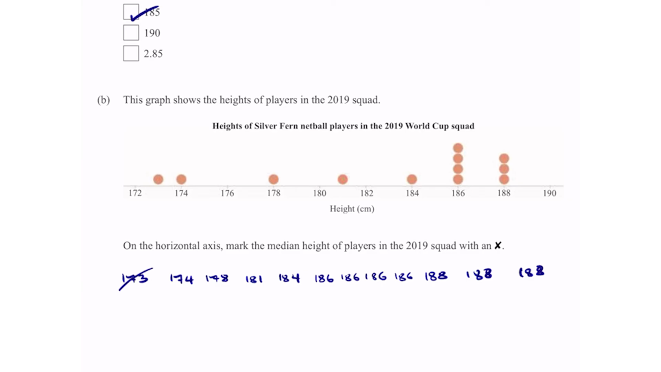So 173, 188, 174, 188, 178, 188, 181, 186, 184, 186, and now we're left with 2 numbers in the middle. They both happen to be 186, right? And so when we have 2 numbers in the middle, we add the numbers and divide them by 2, but because they're the same number, I know that my middle number is still going to be 186. So my median is 186. So mark the median height, it's here.